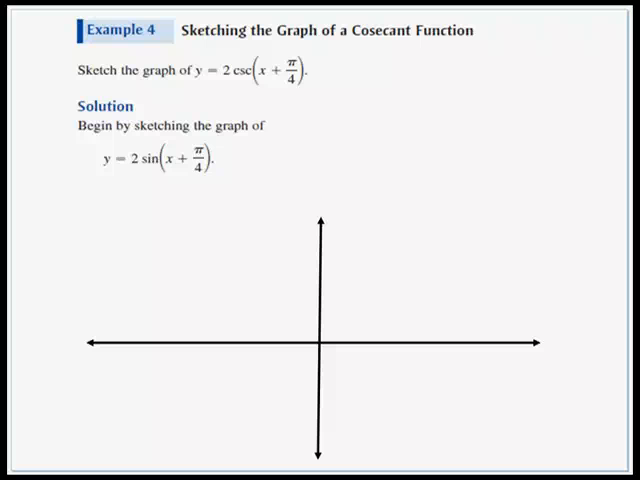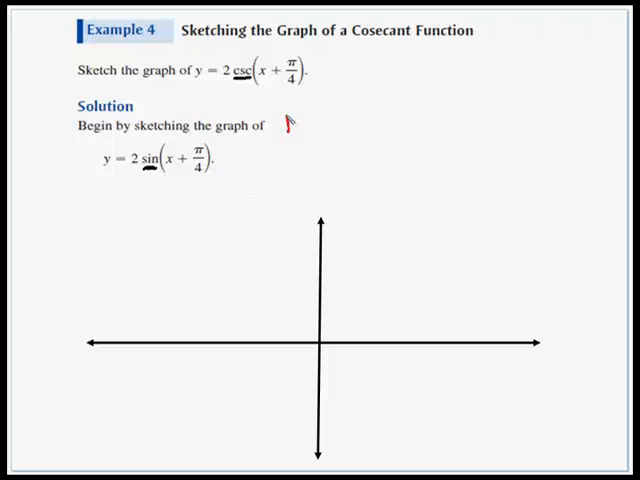So let's dive in here in example 4. Sketch the graph of y equals 2 cosecant of the quantity x plus 1/4 pi. To begin, we sketch the graph of its reciprocal. So we're just taking that cosecant and changing it to sine. Let's graph 2 sine of x plus pi over 4 radians.